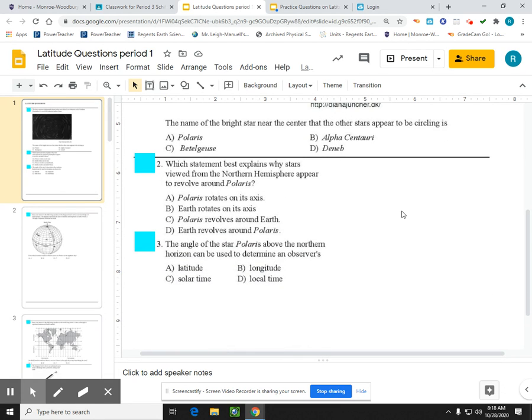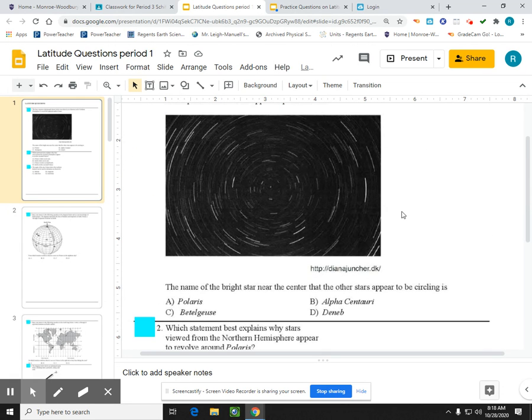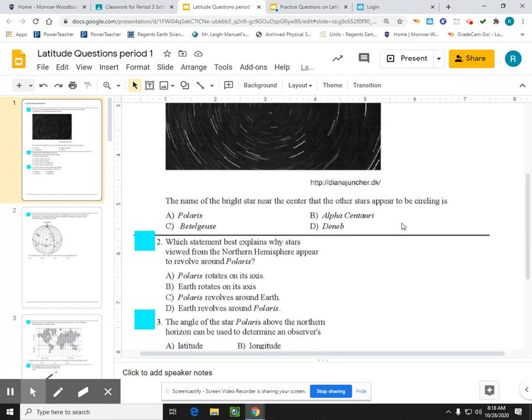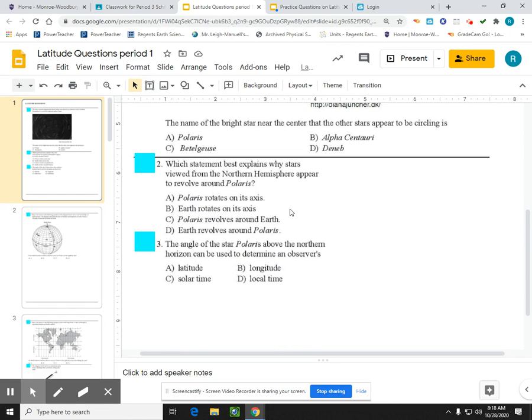Which statement best explains why stars viewed from the northern hemisphere appear to revolve around Polaris? So the stars appear to revolve around Polaris, not because they're moving, but because the Earth rotates on its axis. The angle of the star Polaris above the northern horizon can be used to determine an observer's latitude. We use Polaris to determine an observer's latitude.